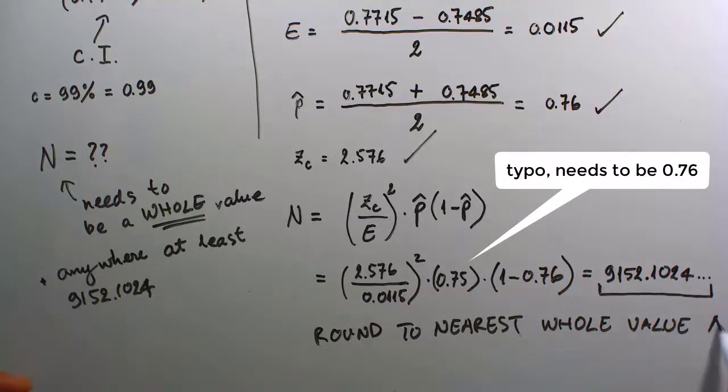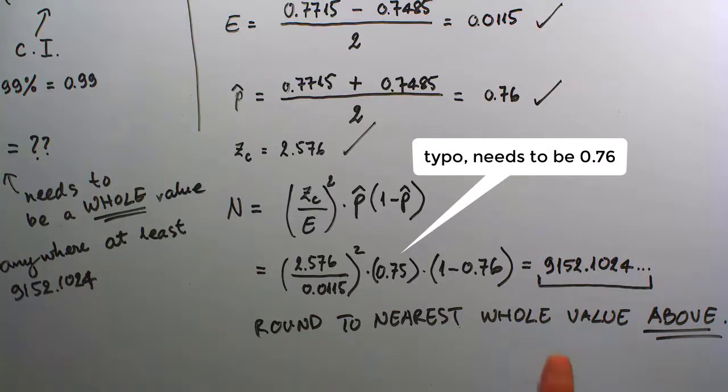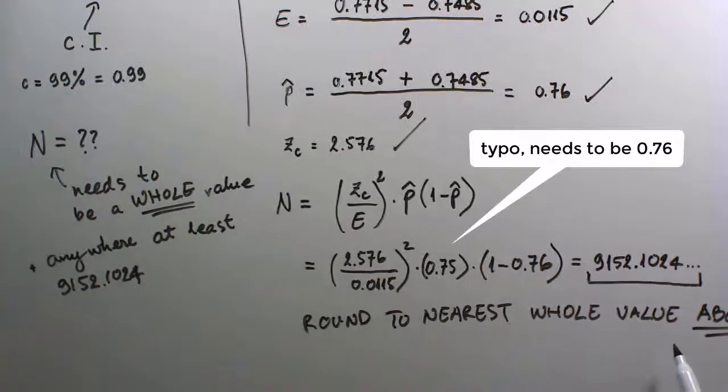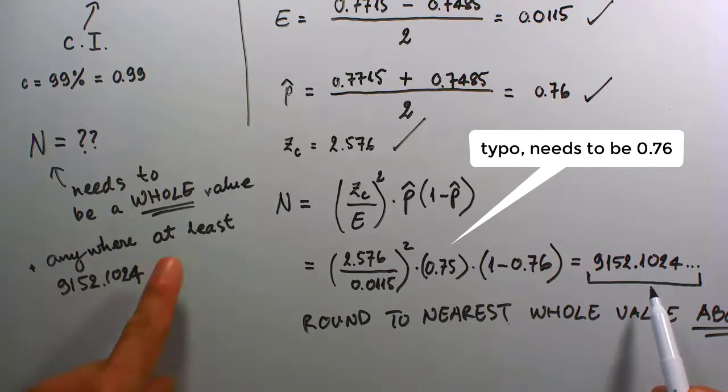but above. It's perfectly good in this example that we already had a final answer with a very low decimal part. If we only round to the nearest whole value without enforcing the other requirement, then a lot of times people might mistakenly round it down to 9152. But remind yourself that any sample size needs to be a whole value, and according to this problem it has to be at least 9152.1024, at least that value. So if we round down to 9152, then it's not at least this value.